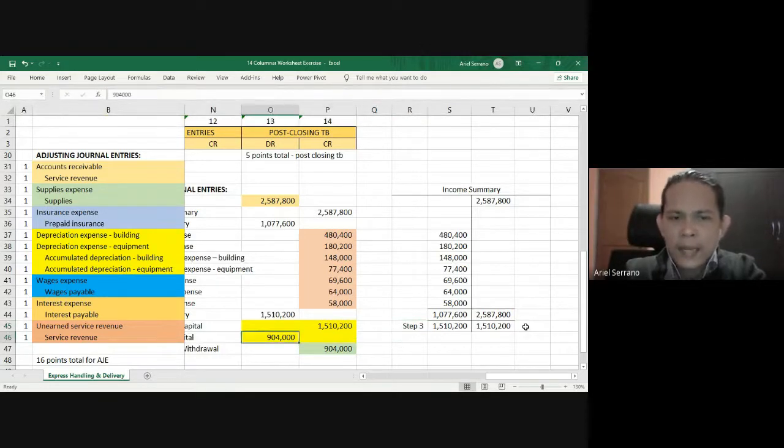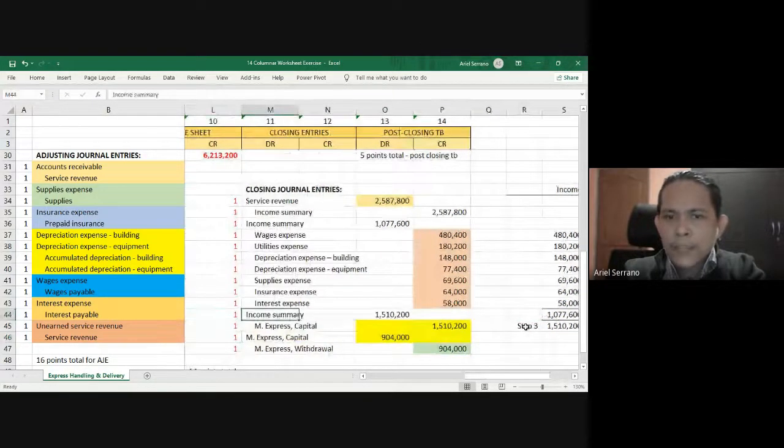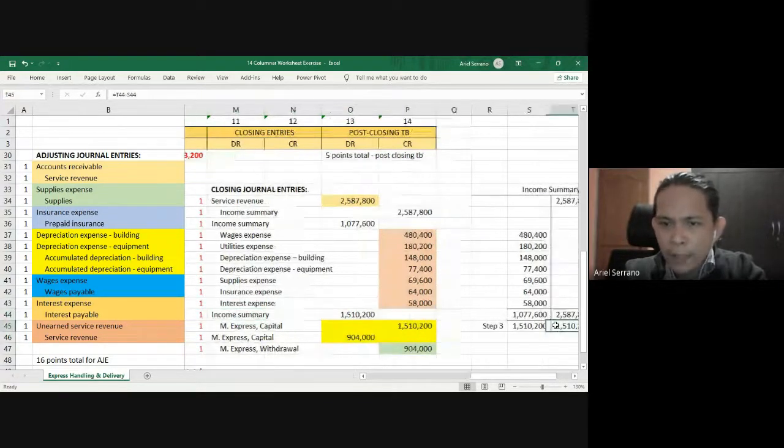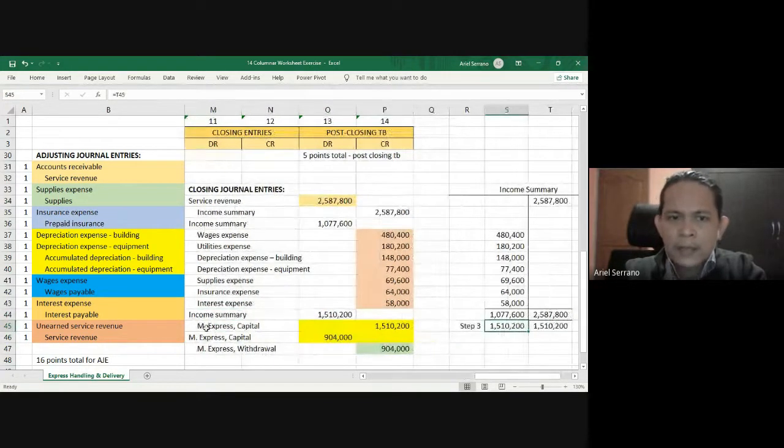That is why, as you will see here, for step 3, we debit the income summary account, which is basically this one, and we credit the capital account because it will be transferred now to your capital account, the 1.5 or 1,510,200. After that, it will now be zero. Okay? So we have closed the income summary account.